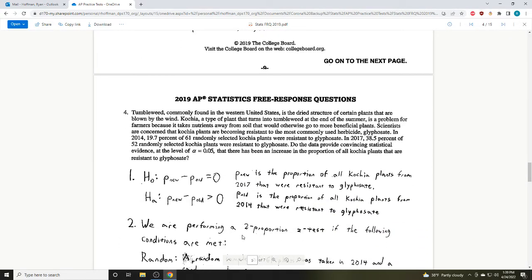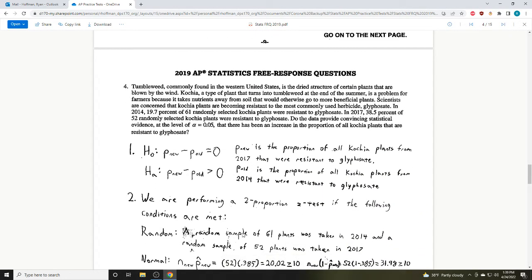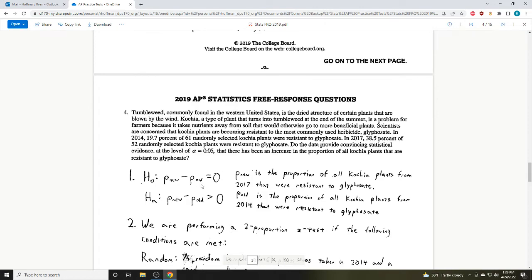Moving on to number 4, which is your 4-step problem. In this case, this is a 2-proportion z-test, because we are comparing the new and the old, the 2017 and the 2014. And it's a proportion because we're looking at the percentage of each of the samples that were resistant. So that's how it told you that it was proportions, and we're comparing these two different proportions.